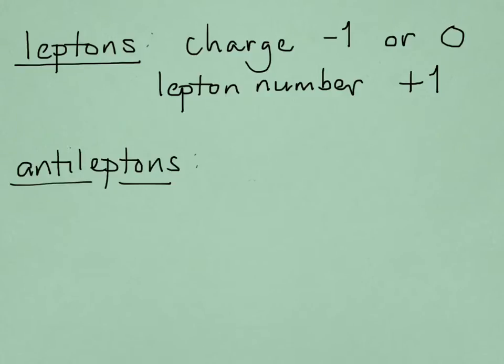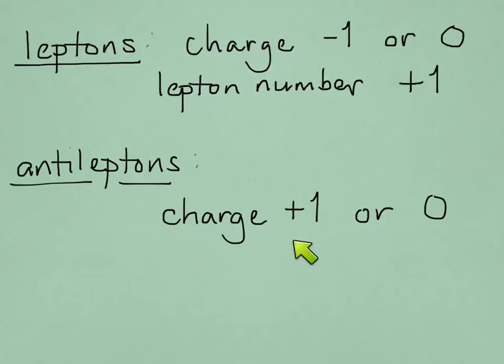Their antiparticles, the antileptons, have the opposite charge. So their charge will be +1 or 0: +1 for an anti-electron or an anti-muon or an anti-tau, and still 0 for the anti-neutrinos. Their lepton numbers are -1, so they count as negative particles. That may seem a bit weird, but it's used to help us write down equations involving them.